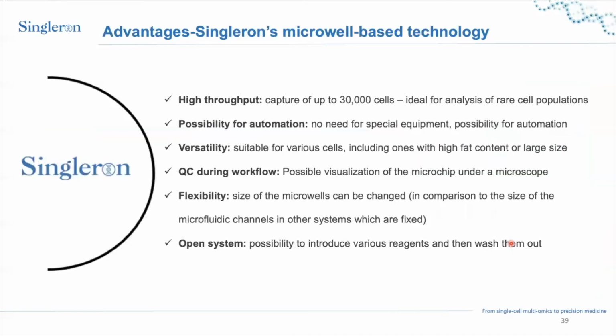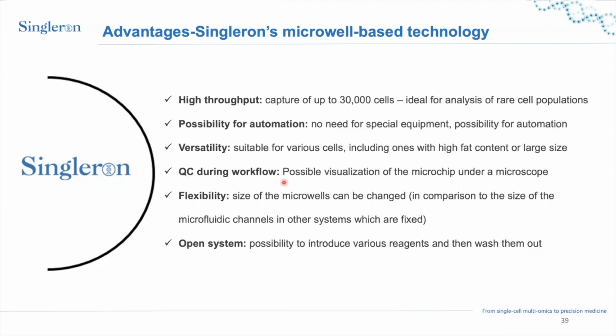So what are the advantages of microwell-based technology? Microwell is high throughput, the same as droplet-based. And with our technology, we can capture up to 30,000 cells. It is ideal if you want to discover rare cells, or work on rare cell populations. It's a manual method. You don't need any special instrument, but if you are up for it, there is a possibility for an automated manner. It is versatile, so you can apply this to different cell types, different sizes, different cell content.